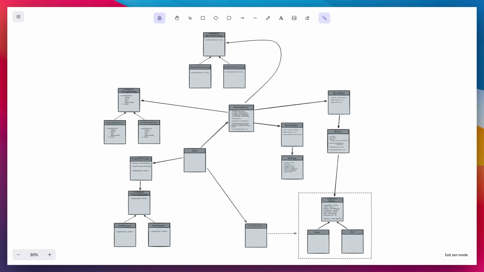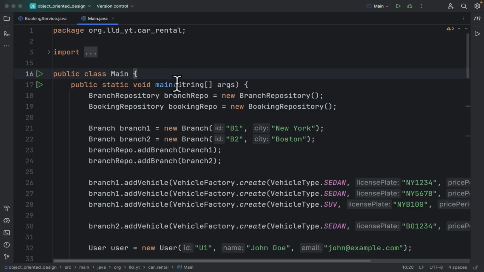Okay, so I hope now you understood the entire class diagram of the car rental system. So now let's check out the code. Firstly, I'll be showing you the output of our current car rental system.